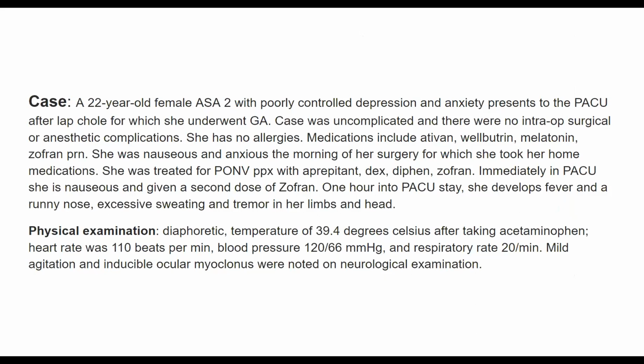All right, another case here. 22-year-old female, ASA 2. She has poorly controlled depression and anxiety. Presents to the PACU after a lap chole. Had a straightforward GA. Case was uncomplicated. There were no intra-op surgical or anesthetic issues, no allergies. Medications, though, include Ativan, Wellbutrin, melatonin, and Zofran as needed. She was nauseous and anxious the morning of her surgery, so she took all her home medications and an extra dose of the Zofran. She was treated for PONV prophylaxis with aprepitant, dexamethasone, diphenhydramine, and Zofran in the operative setting.